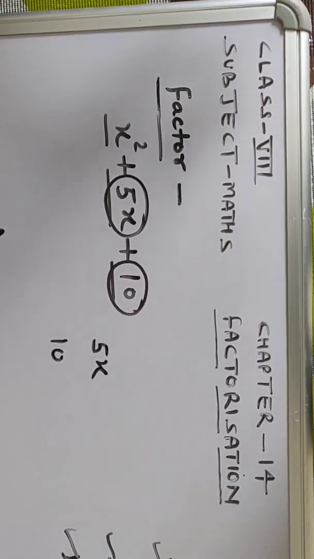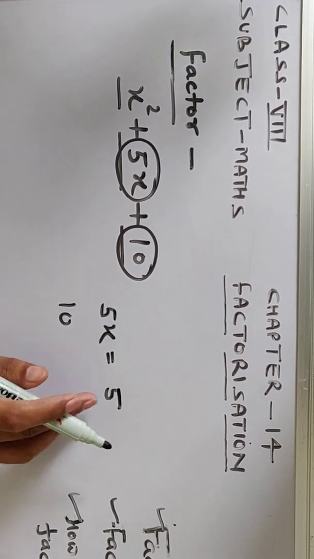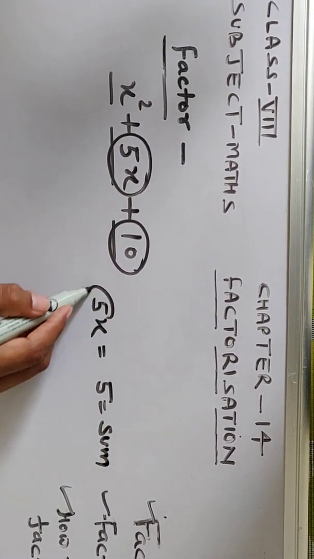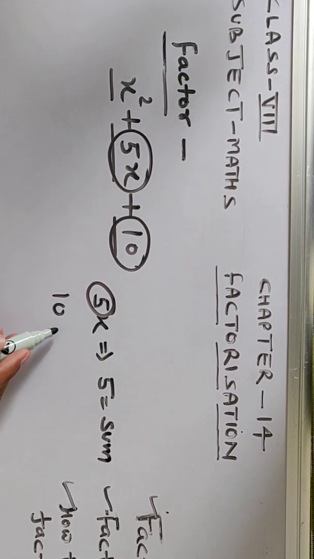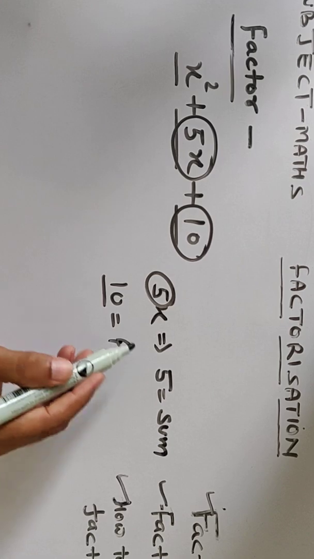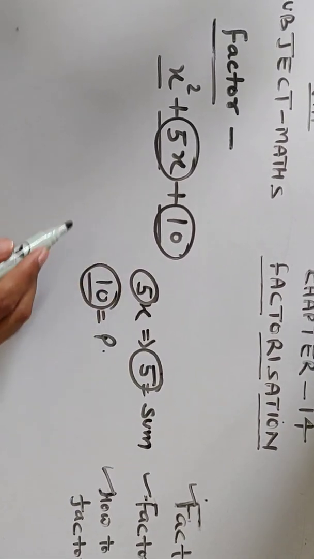We have to think of two numbers whose sum should be 5, because this is the middle term, and whose product should be 10, because this is the last term. So there should be two numbers whose sum is 5 and product is 10. What are the numbers?